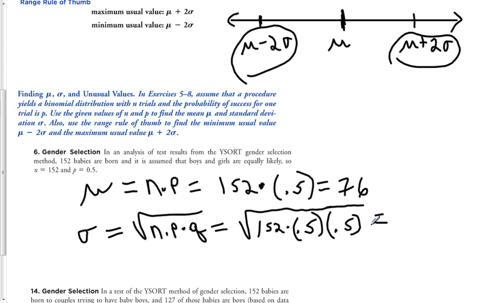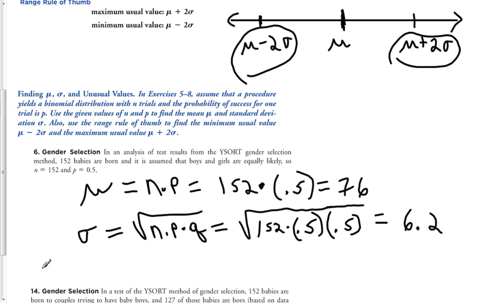We have the square root of 152 times 0.5 times 0.5, and we get 6.1, or actually this is about 6.2. So we found the mean and the standard deviation. The mean is 76. The standard deviation is 6.2.